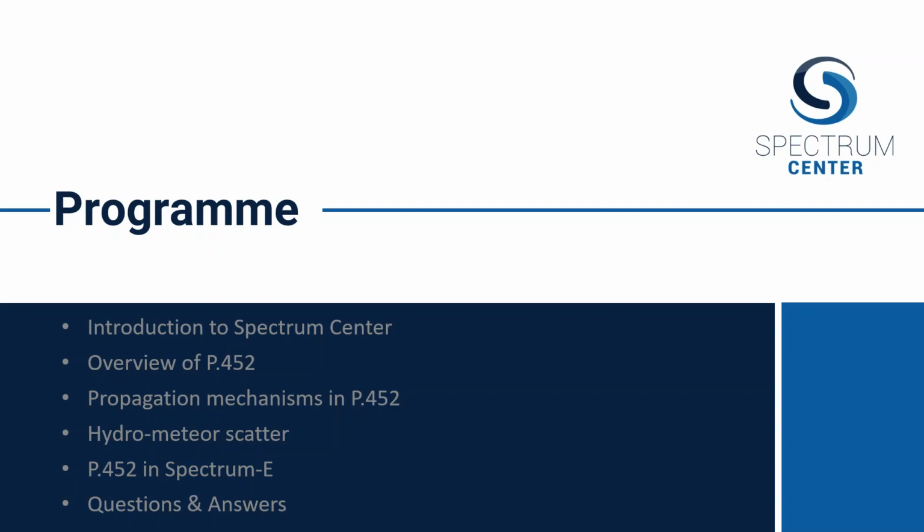Okay, so just a quick look at what we're covering today. So we're going to do a quick intro into Spectrum Centre for those of you that are new to us. Martin will then be looking at an overview of 452, the propagation mechanisms of that propagation model. He'll look specifically at the hydro-meteor-scatter feature of 452 and the implementation in general terms of 452 in Spectrum E. Like I said, at the end there will be an opportunity to have some questions and answers.